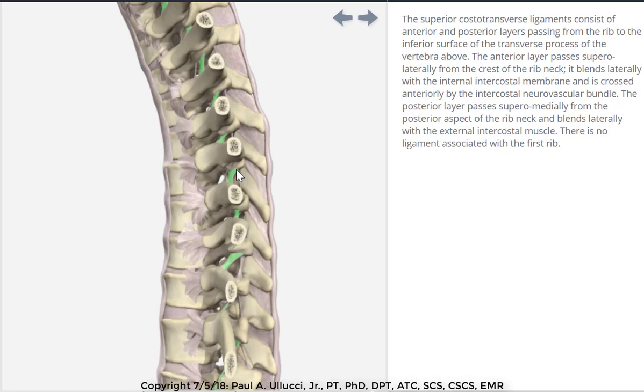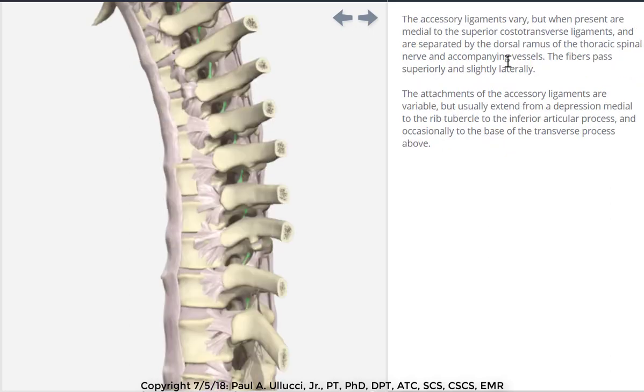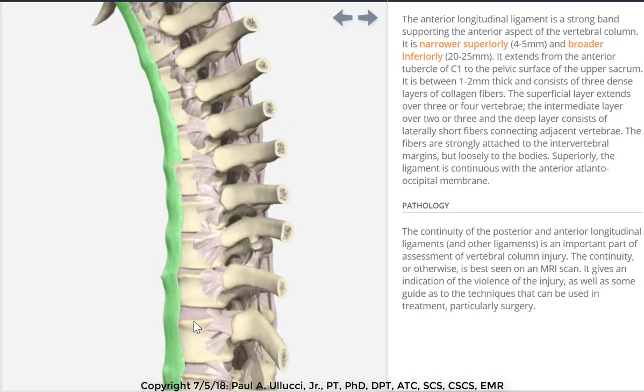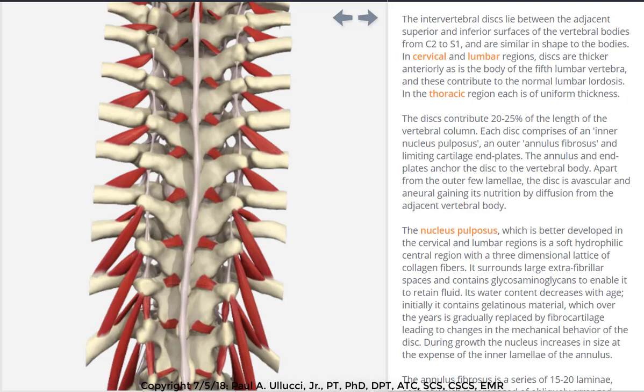This structure here is the superior costal transverse ligament. You can read all of the structures and what's important over here later. So the radiate ligaments of the heads of the ribs, anterior longitudinal ligament. Switching views to a more posterior view again.